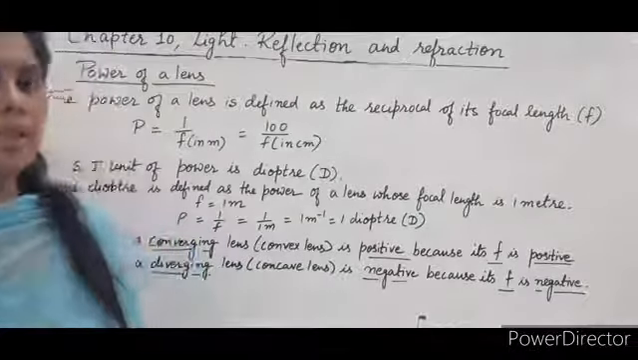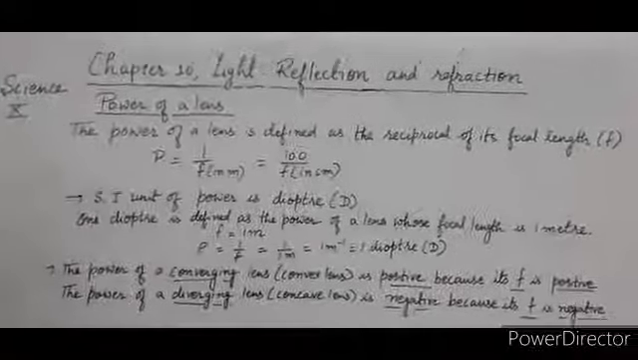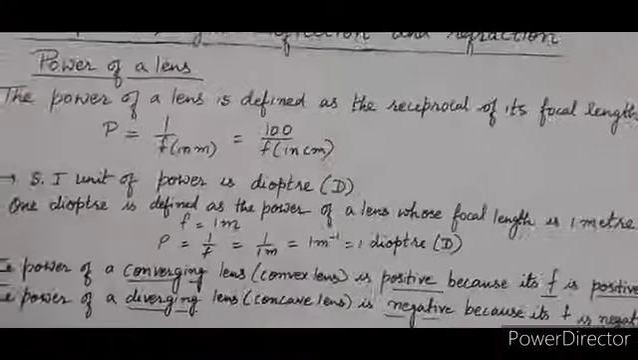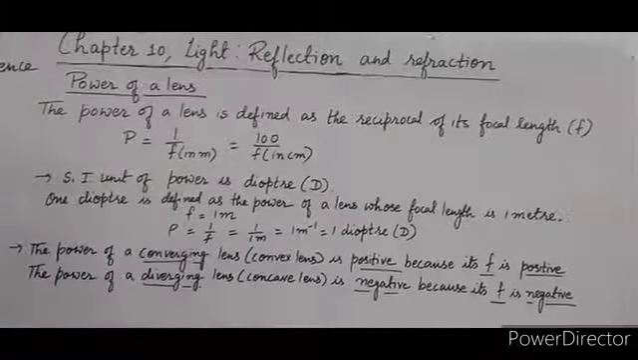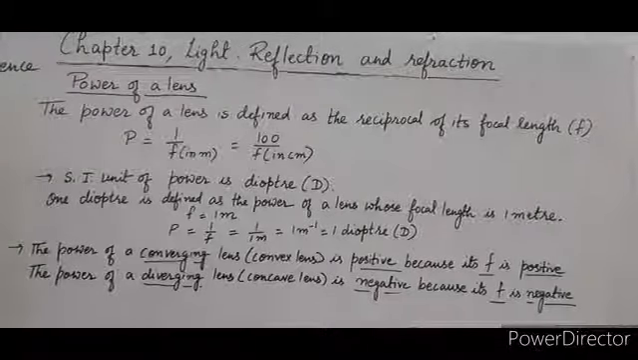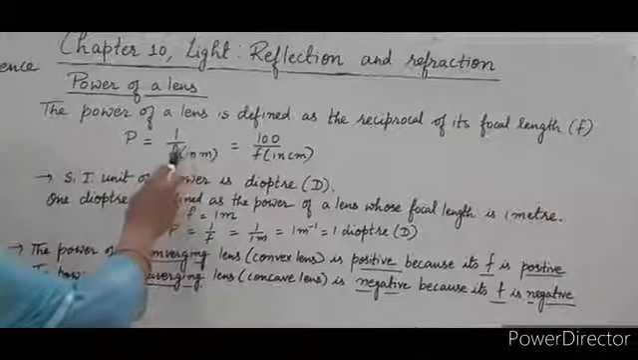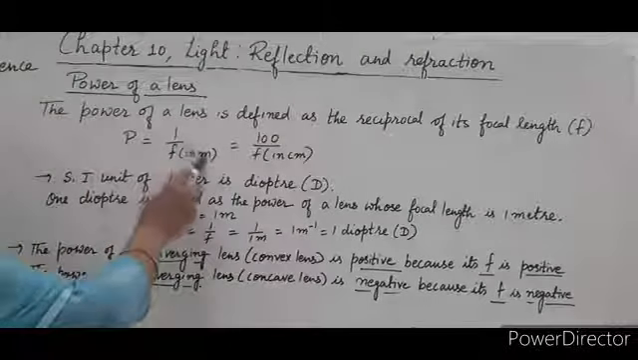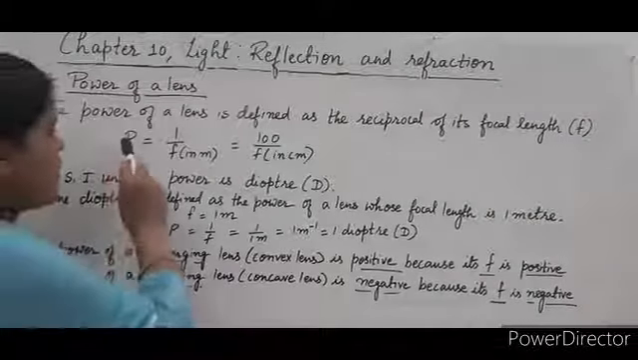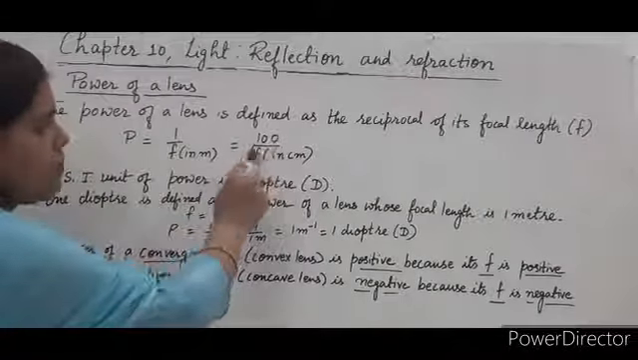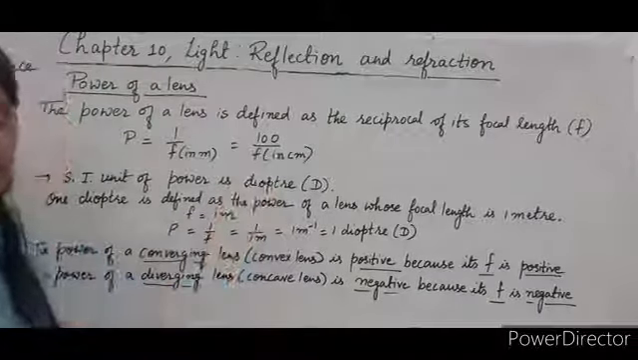Our next topic is power of a lens. The power of a lens is defined as the reciprocal of its focal length. So P is equal to 1 upon f, where the focal length f is in meters. If the focal length is in centimeters, then the formula for power is P equal to 100 upon f.